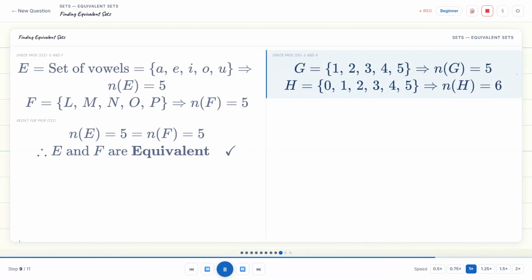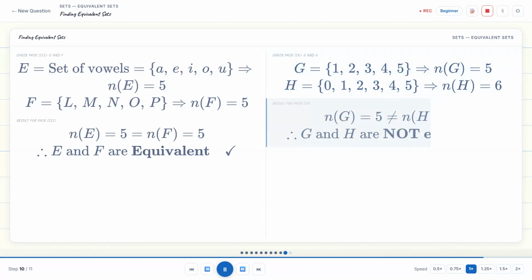Set G has 1, 2, 3, 4, 5. That is 5 things. Set H has 0, 1, 2, 3, 4, 5. Be careful, that is 6 things because of the extra 0. 5 is not the same as 6. Set G has 5 things and set H has 6 things. The counts don't match, so they are not equivalent. Always count carefully.